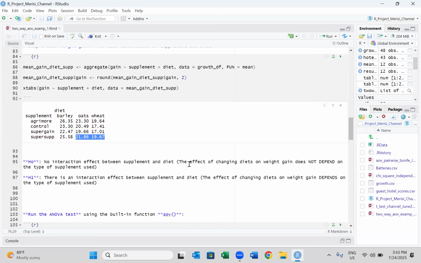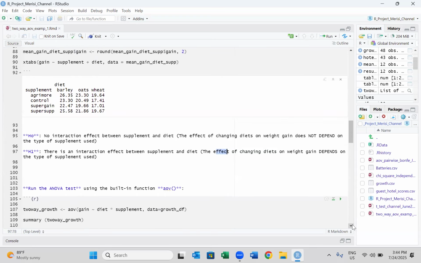So for the interaction, the hypotheses that we're testing are no interaction between supplement and diet, and that means that the effect of changing diet on weight gain does not depend on supplement, versus that there is an interaction, and what that means is that the effect of changing diets on weight gain depends on the type of supplement, okay? So we're going to test for 3 effects: the effect of diet, the effect of supplement, and the effect of the interaction, okay?